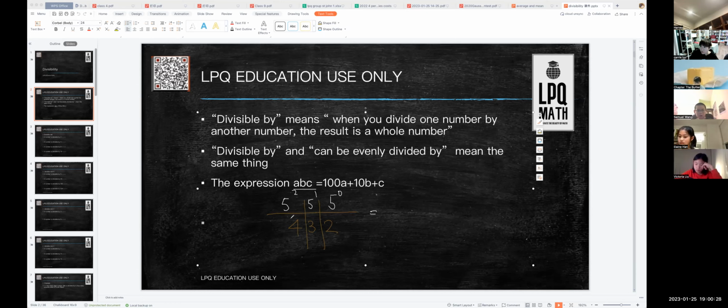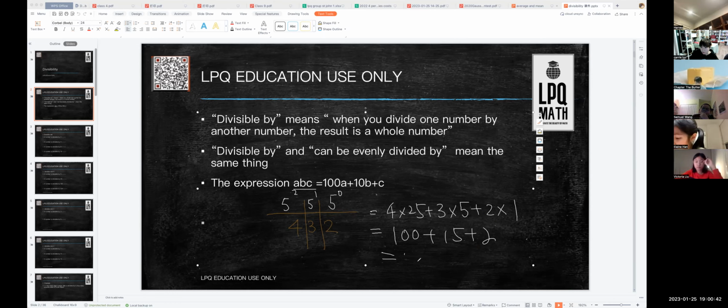都一样的,都是一个方法,它就是5的0次方,5的1次方和5的2次方。看到没有,everybody? So if 432 in base 5, the answer is 4 times 25 plus 3 times 5, and plus 2 times 1. So the answer is 100 plus 15 plus 2. So equals 117. Good job, Victoria.